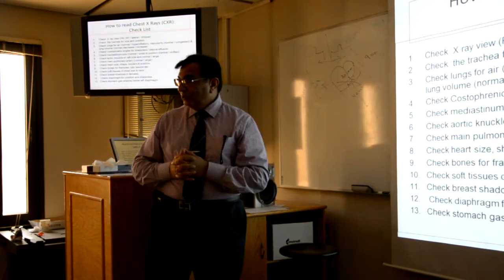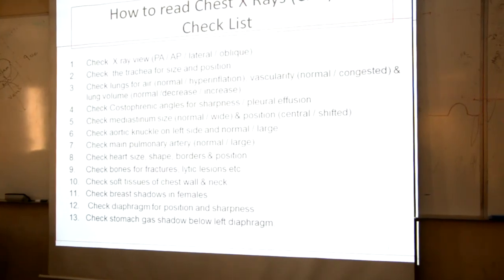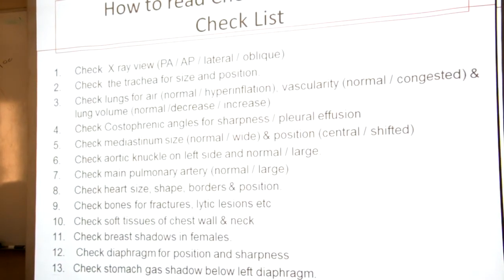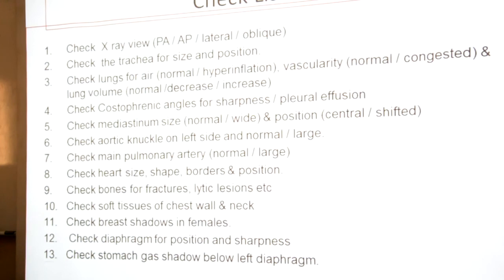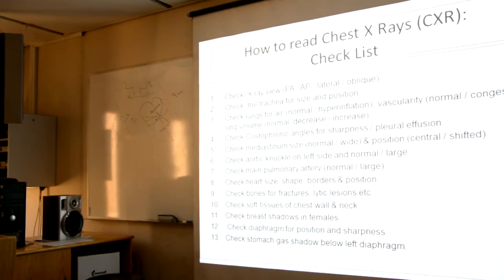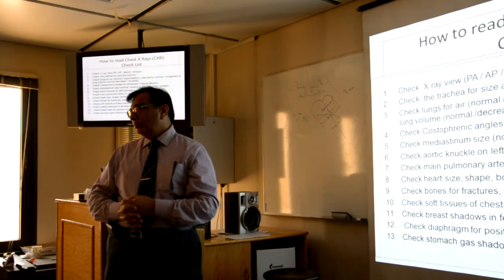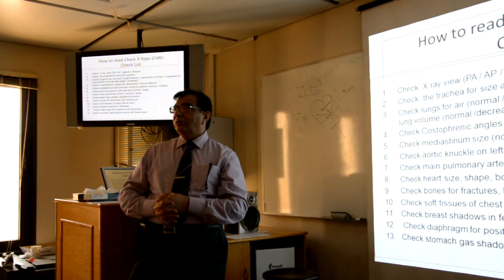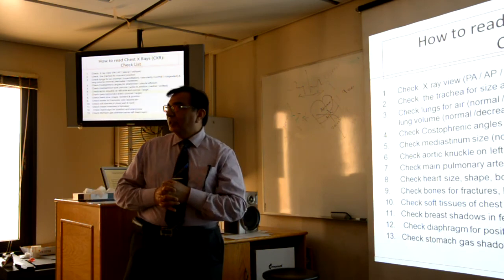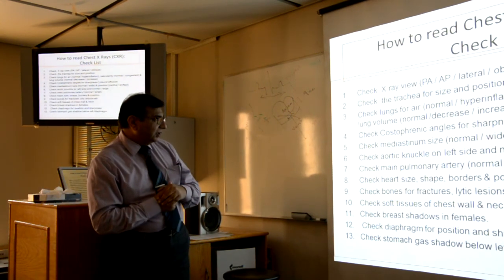Then number four, check the costophrenic angles. Normally they are sharp. Abnormally they are blunted, obliterated, obscured, commonly due to the presence of pleural effusion, and rarely due to pleural thickening or fibrosis. Number five, check the central mediastinum, the zone between the two lines. Is it centrally positioned or deviated to right or left? Is it normally narrow or widened with pathology? We have to check that.